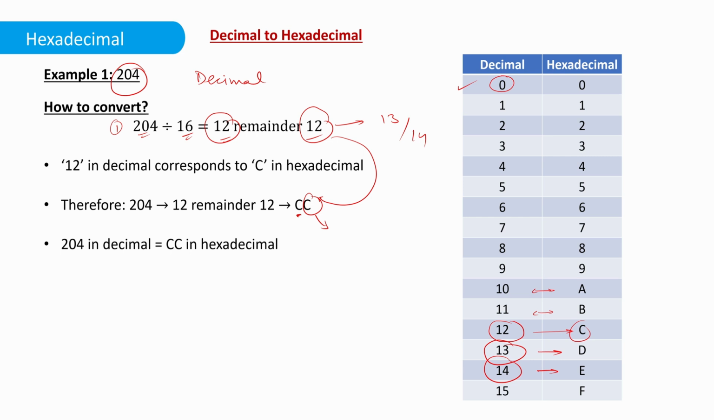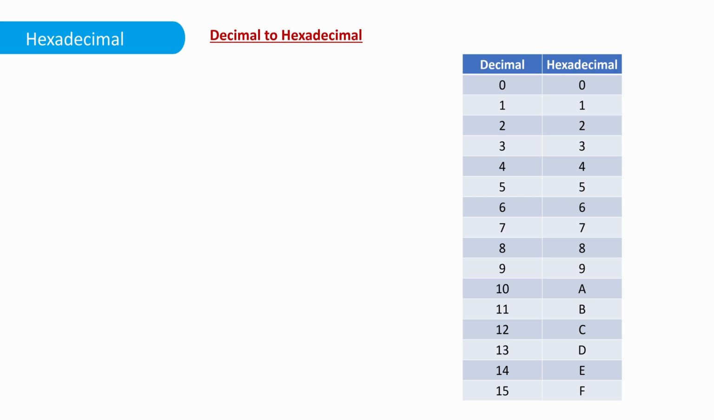So let me solve this example mathematically, step by step, and see if we can derive this answer. Let's go to this number, which we are going to solve mathematically and derive how we can convert from decimal to hexadecimal. The number was 204, in decimal. Simply, we need to divide this 204 by 16. Why are we going to divide it by 16? Because hexadecimal has 16 digits.